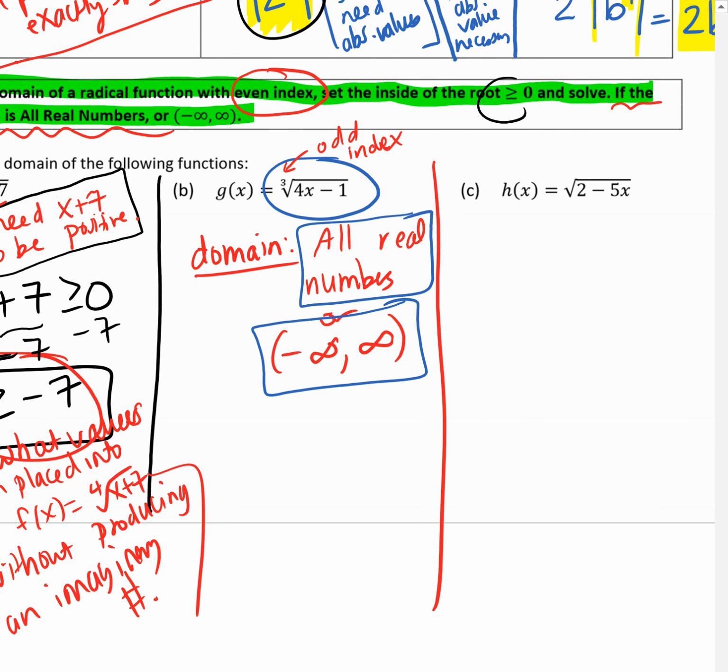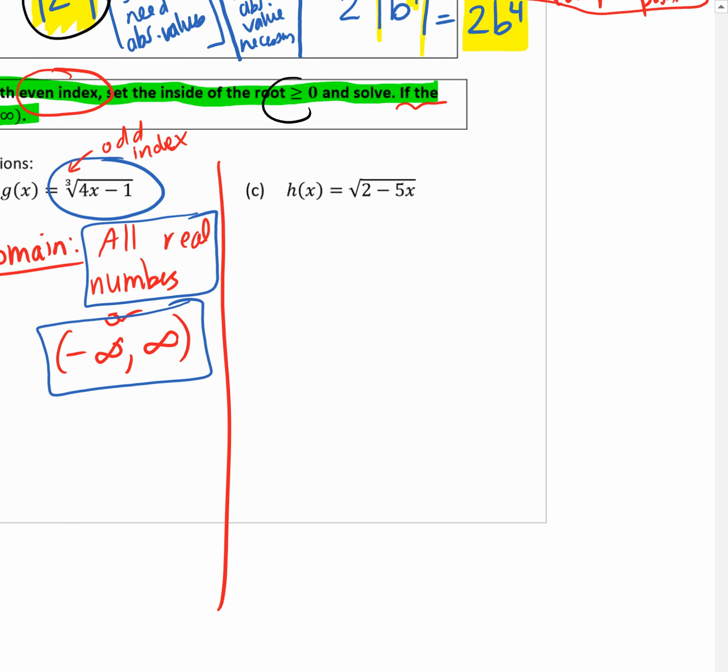Let's try part C, and then I think we'll be good. I know this section's kind of overwhelming. There's a lot going on.